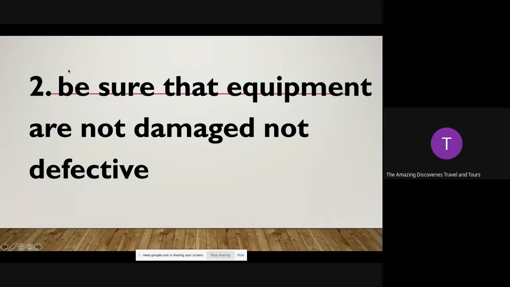Because in the event, for example, that a piece of equipment breaks, you have to call the IT department or the engineering department to repair it, which will take some time. And in the event that the equipment is defective or damaged during the time when many guests are checking in, it will also be a problem. It is difficult to check in the guests. That is why, as a front desk officer, you have to make sure that your equipment are not damaged or defective. Okay? Can you hear me? You're still with me? Yes, sir. Let's continue.